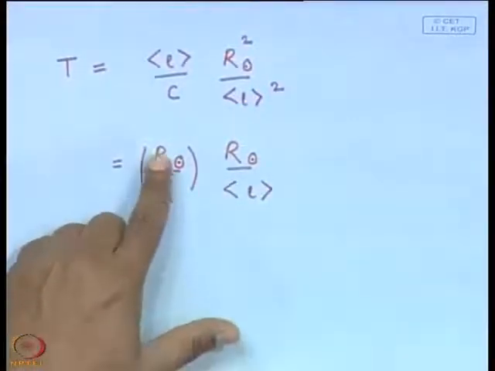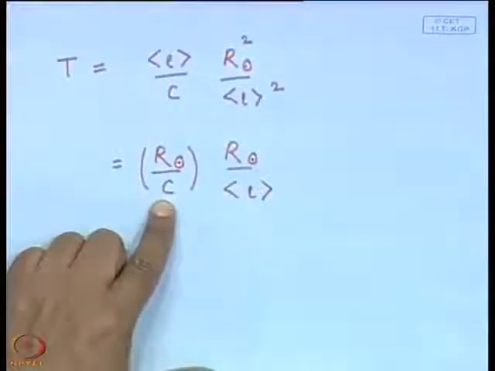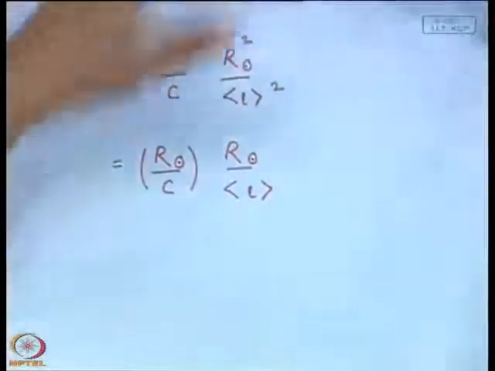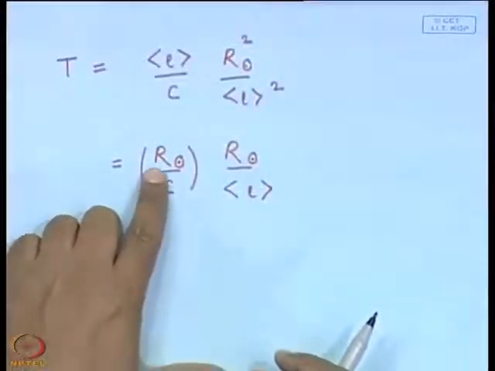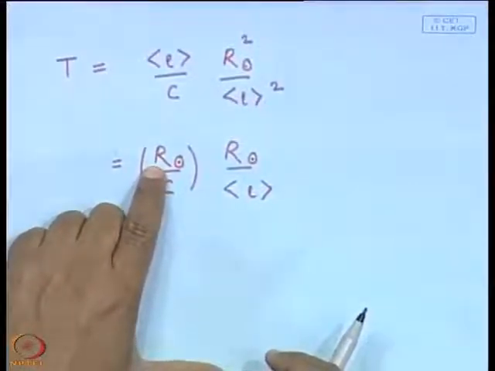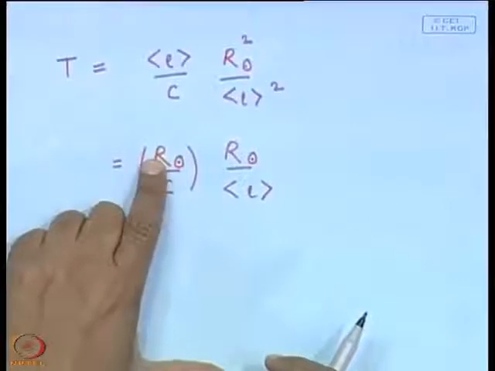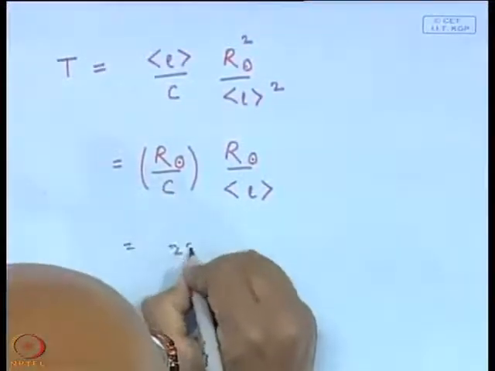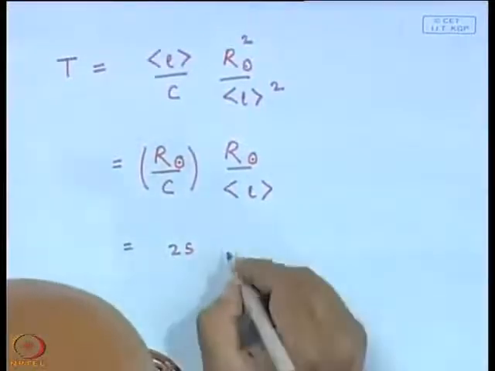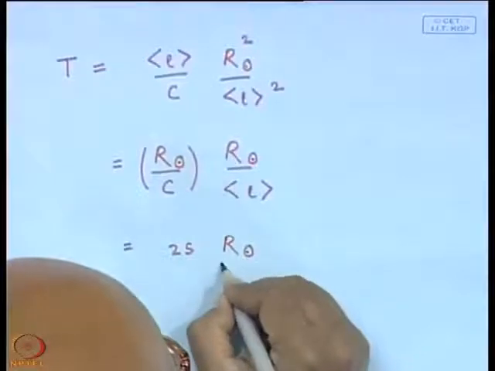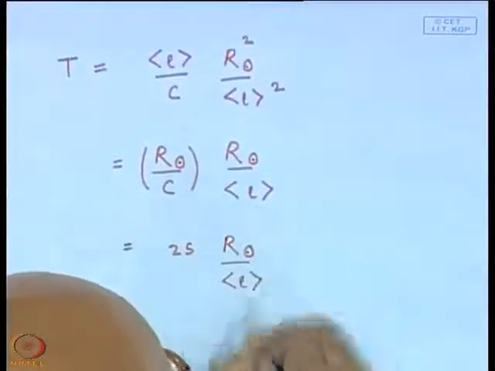this is the time the photon would have taken if it traveled freely from the center of the sun out, and that time we know the radius of the sun is roughly 2 light seconds. So this will be 2 seconds into the ratio of our sun by the mean free path.